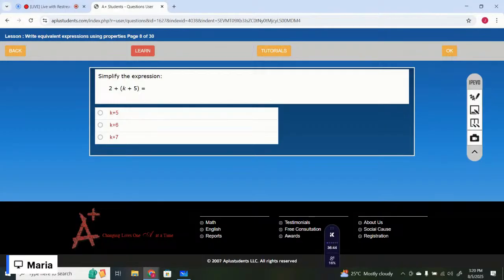Simplify the expression. That is 2 plus k plus 5. That is k plus 7. Option number 3 is the correct option. Okay, you can complete the lesson by yourself later today. Let me just move on to the next lesson.